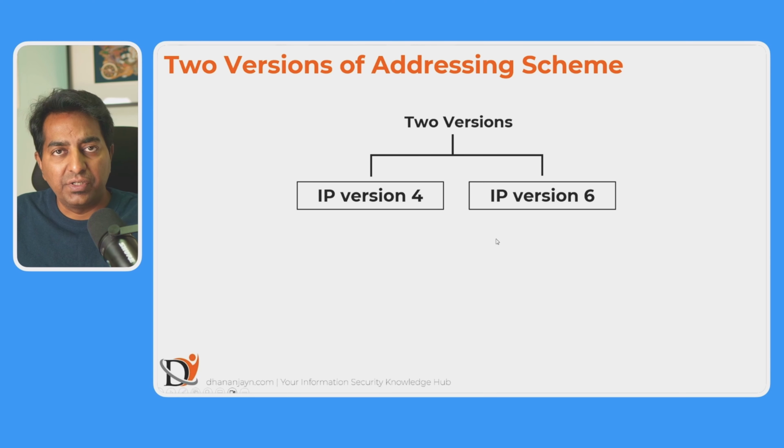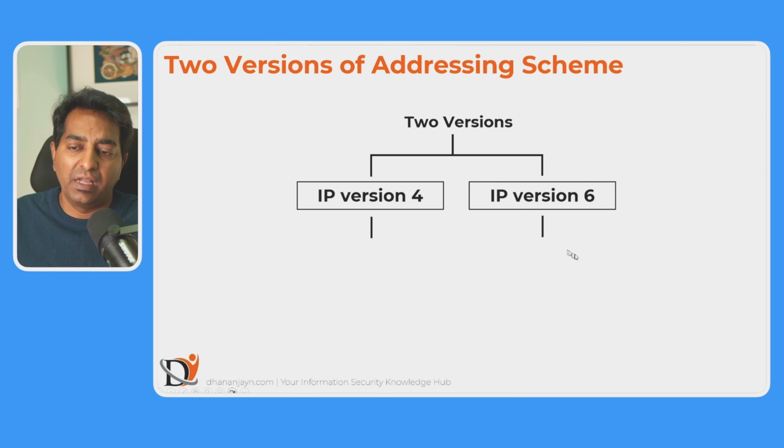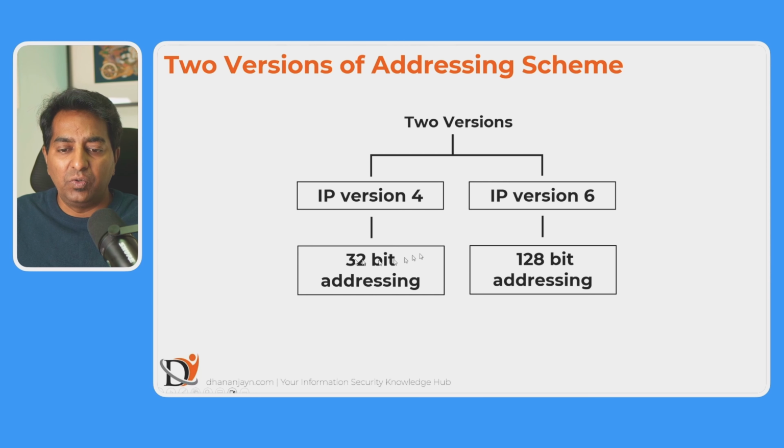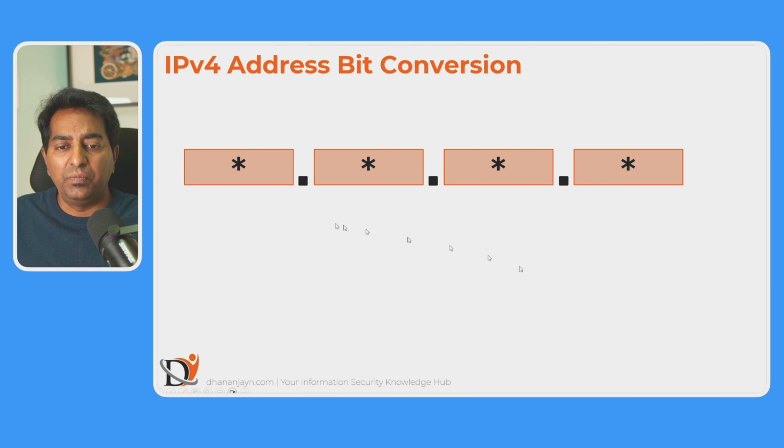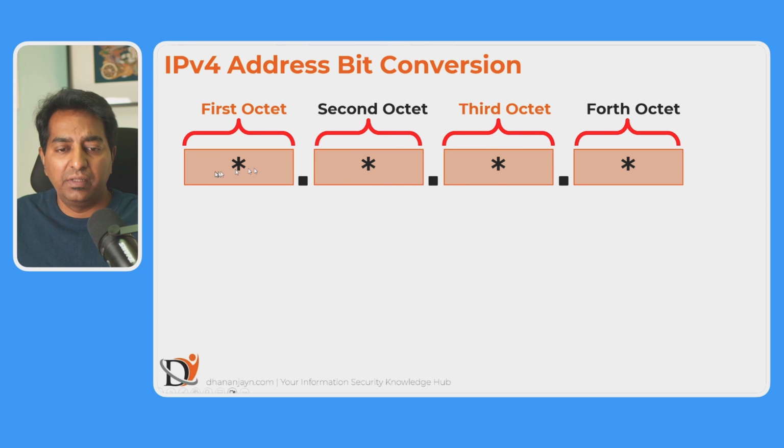There are two versions of IP addresses. The first one is IP version 4, and the second version is IP version 6. IP version 4 is a 32-bit address, whereas IP version 6 is a 128-bit address. So going back to the previous slide, some people call these fields octets as well. So do not get confused here. Either you can call this the first octet, second octet, third octet, and fourth octet, or you may call it the first, second, third, or fourth field as well.